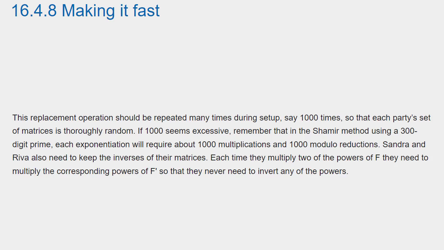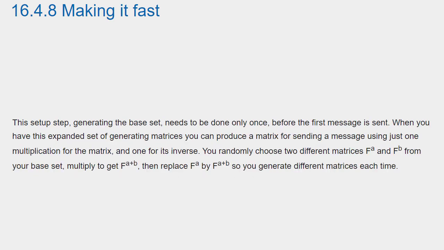so that each party's set of matrices is thoroughly random. If 1,000 seems excessive, remember that in the Shamir method, using a 300-digit prime, each exponentiation will require about 1,000 multiplications and 1,000 modulo reductions. Sandra and Riva also need to keep the inverses of their matrices. Each time they multiply two of the powers of F, they need to multiply the corresponding powers of F prime, so that they never need to invert any of the powers. This setup step, generating the base set, needs to be done only once before the first message is sent.